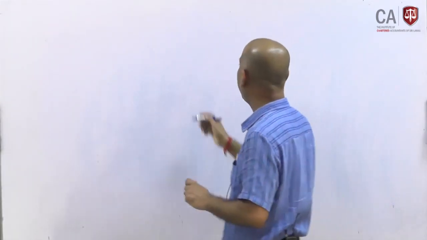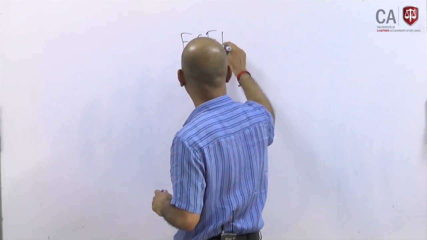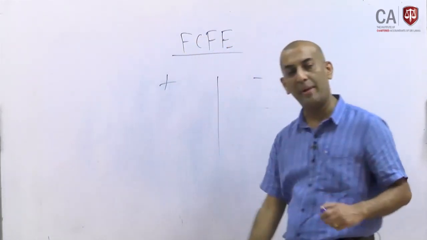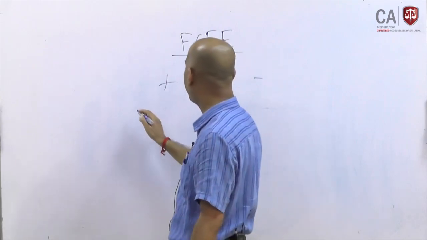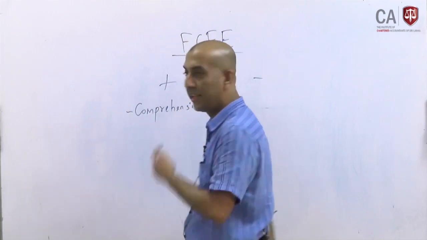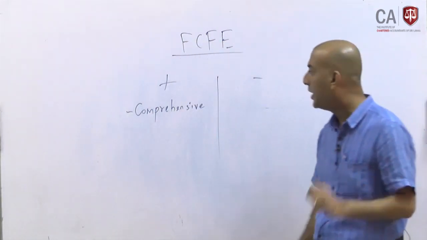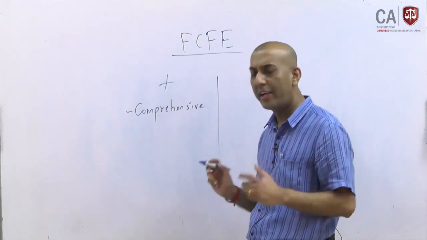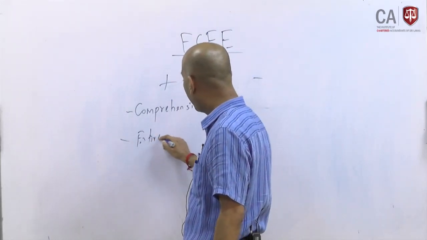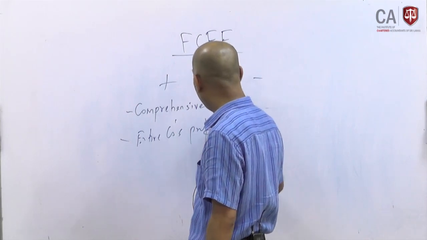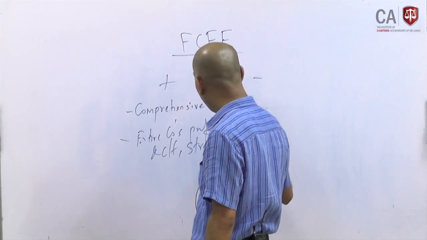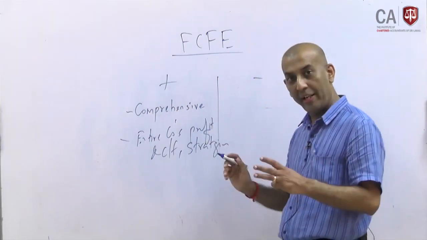Then when you look at free cash flow models, or free cash flow to equity or free cash flow basis, what are the pluses and minuses? Free cash flow based valuation is a comprehensive method of valuation compared to all the methods that we talked about. Why do we call it comprehensive? It looks at the entire company's profitability and cash flows and strategies of the company for the future.